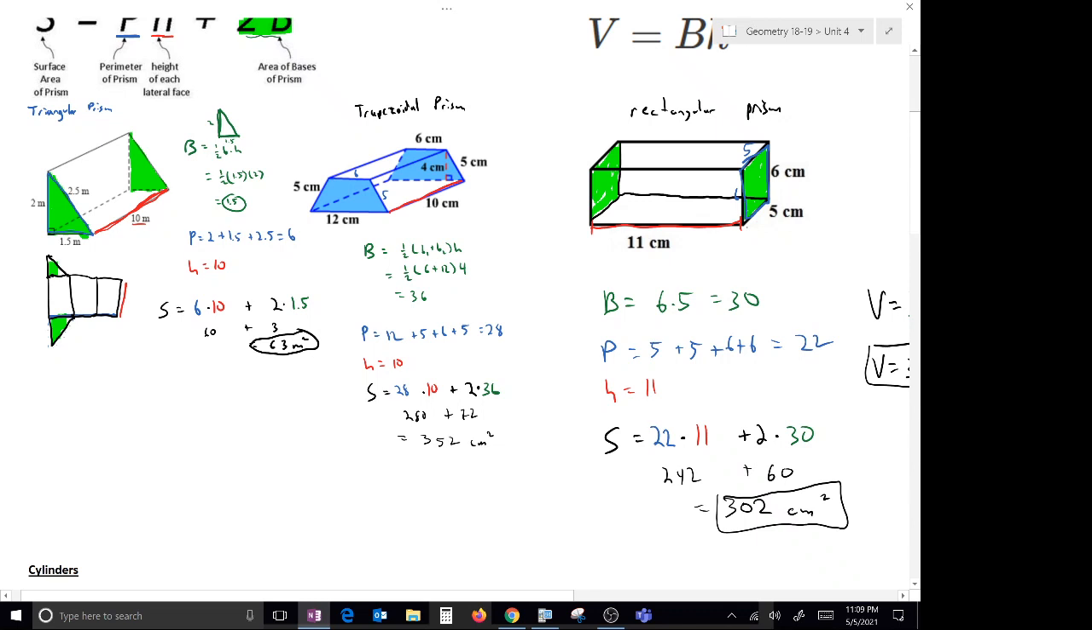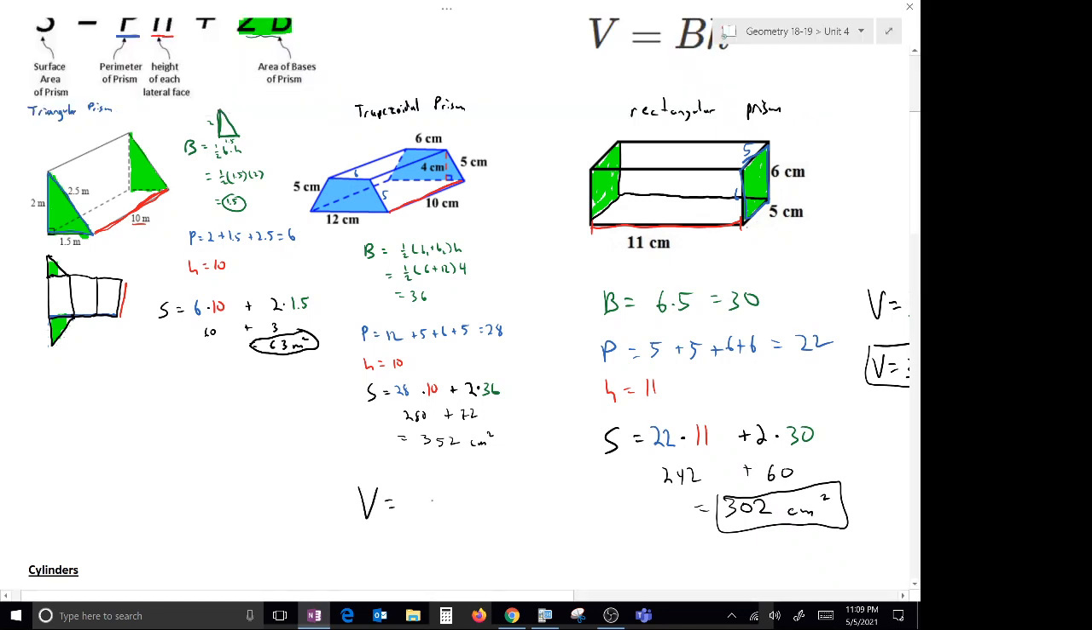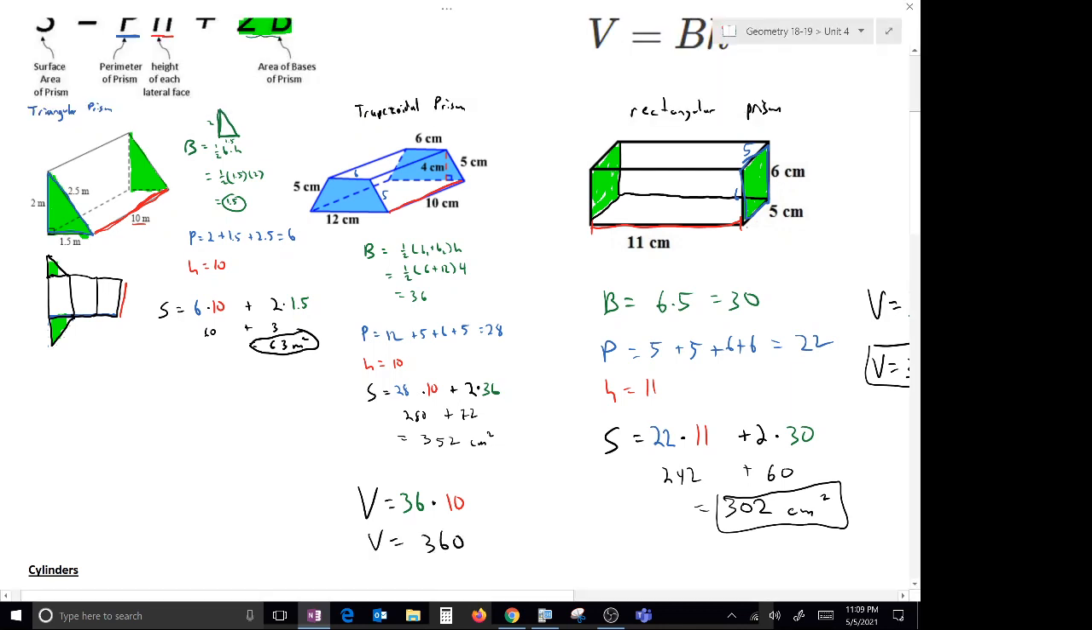For the trapezoidal prism, that's going to be area of the base was 36 times our height was 10, so that's really easy. That's just going to be volume equal to 360 centimeters cubed.